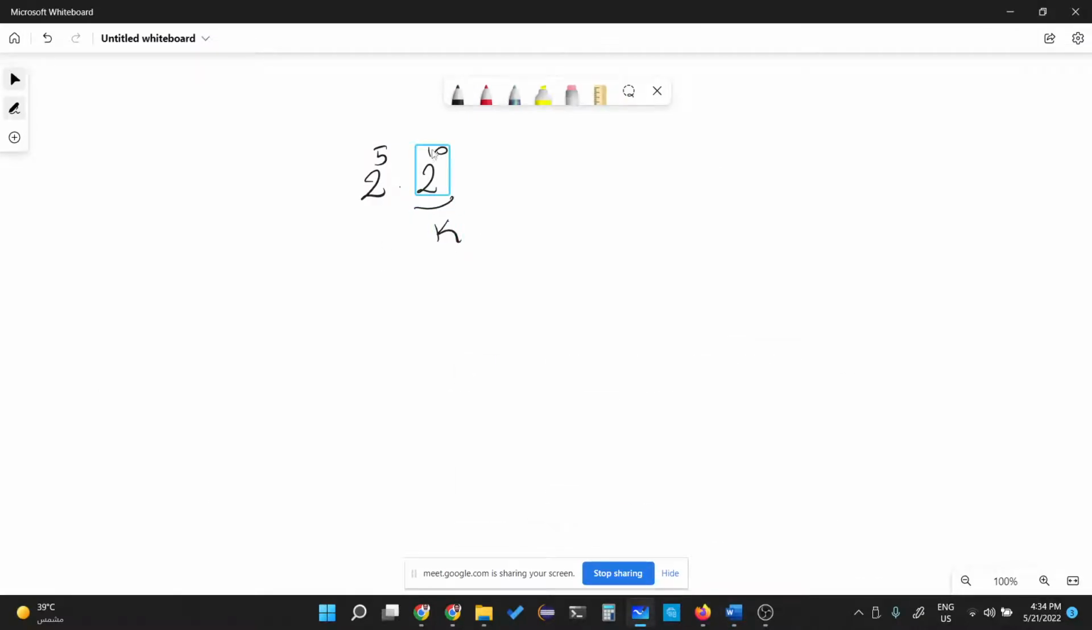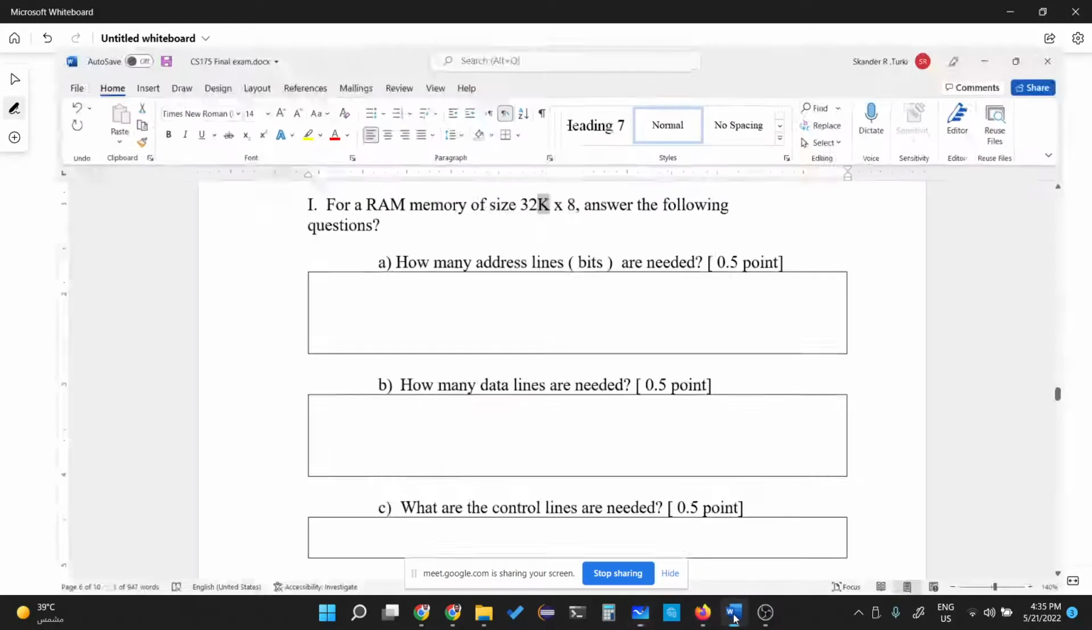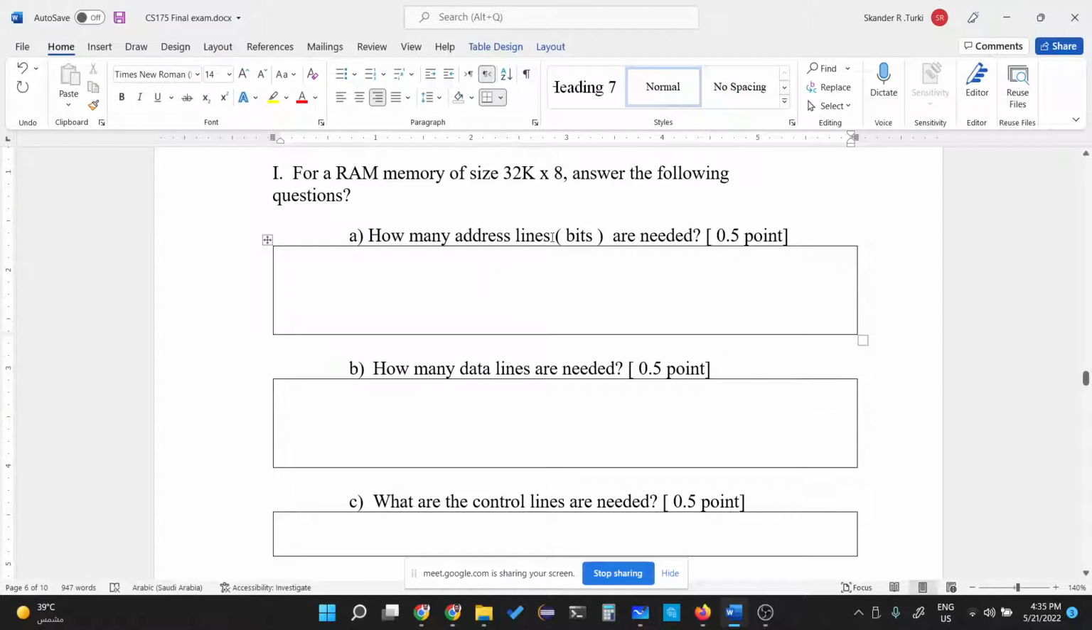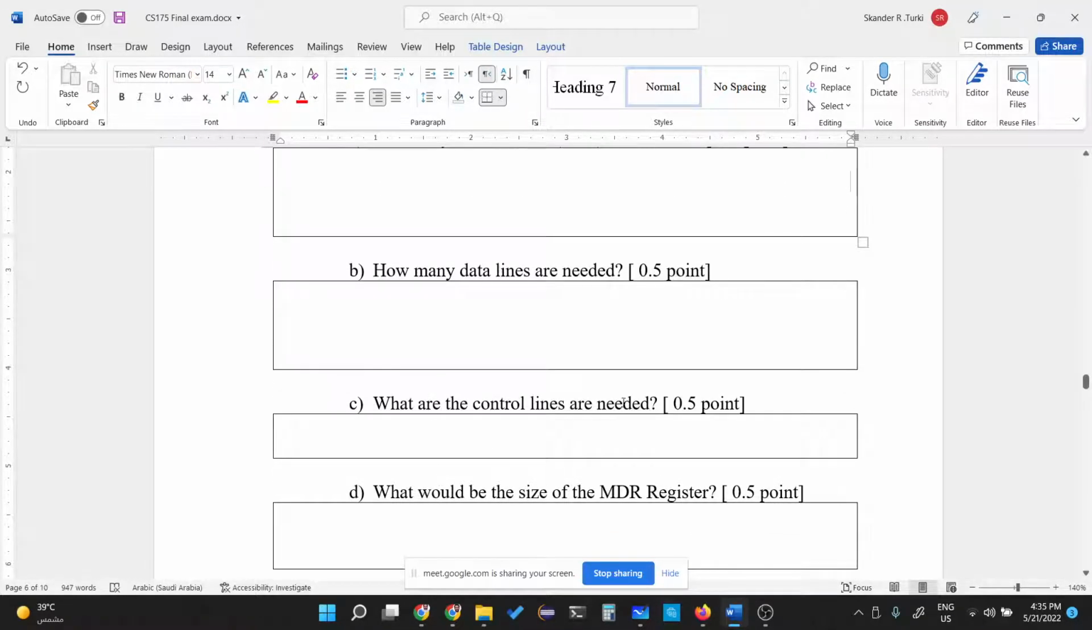So K here is 2 to the power of 10. So here we have 2 to the power of 15 addresses. I think we call it M, the number of bits for the address registers or bus, so 15 address lines. 15 here, okay? Is it clear?